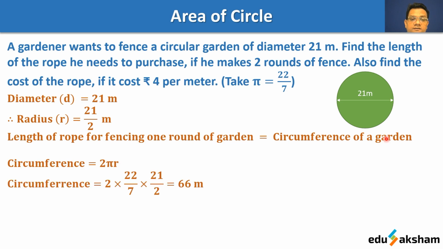Circumference is equal to 2 pi r. So it comes out to be 2 into 22 by 7 into 21 by 2. When we solve it, we get 66 meter. Right, this is the circumference.